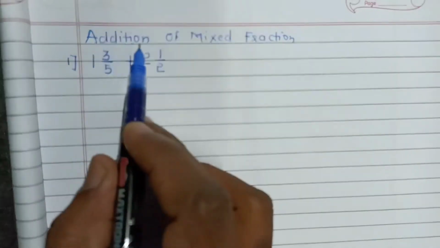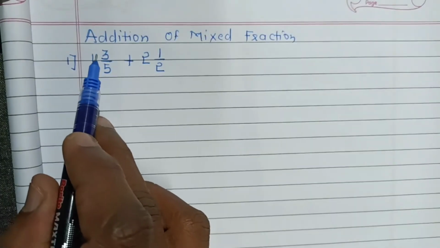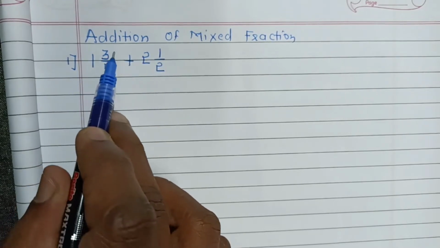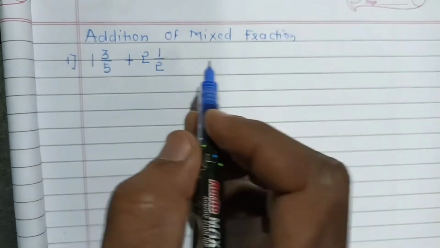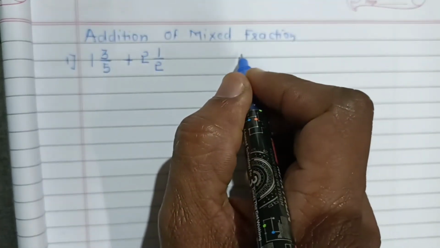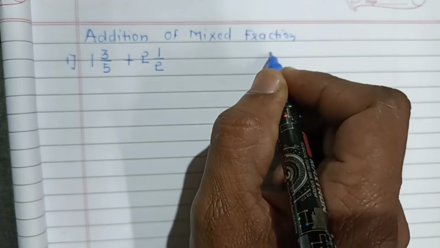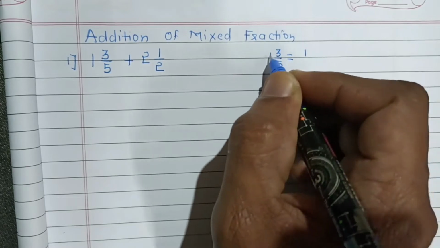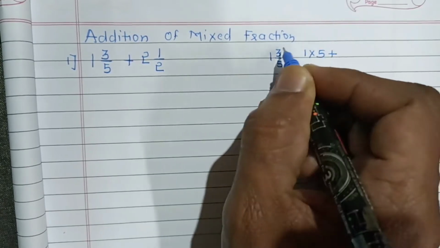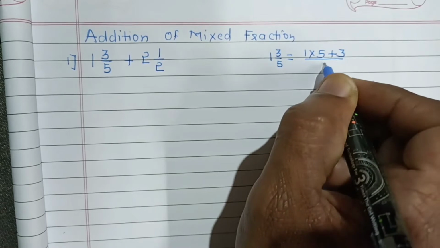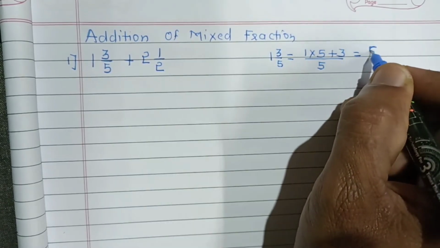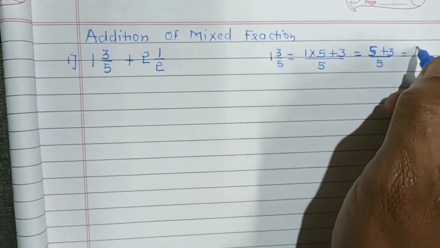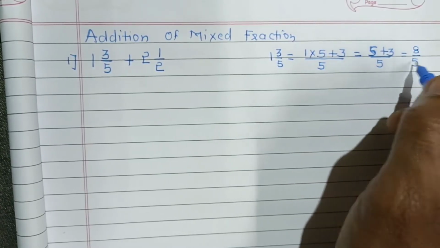Now let us solve first the addition of mixed fractions. The two mixed fractions, 1 into 3/5 and 2 into 1/2. First you must know how to convert these mixed fractions into improper fractions. So let me do the first conversion here. The mixed fraction is what? 1 into 3/5. So how to do the conversion here? You have to multiply 1 into 5 plus 3 divided by this 5 you have to write. 1 into 5 is 5 plus 3 divided by 5. 5 plus 3 is how much? 8/5.